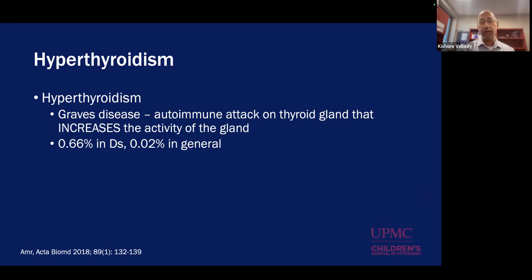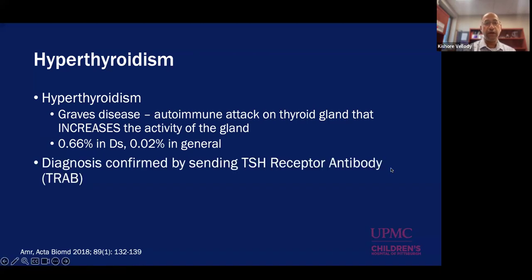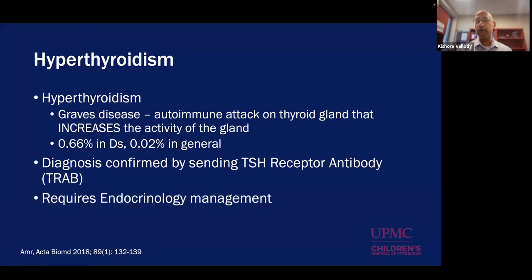This is still very rare for us to see in our patients with Down syndrome. Less than 1%, 0.66% of people with Down syndrome will get this Graves' disease or autoimmune hyperthyroidism, but still far more likely than in the general population, which is 0.02%. So definitely more common. And the diagnosis is going to be confirmed by, again, sending an antibody specifically looking for what's called the TSH receptor antibody, or TRAB. And that antibody is the one that activates the thyroid gland. And this definitely requires endocrinology management once the diagnosis is made.